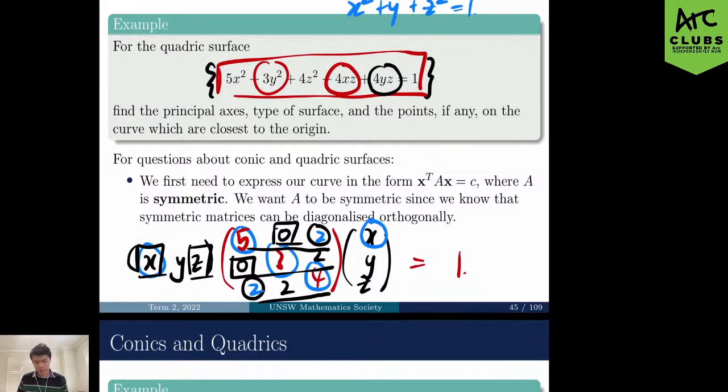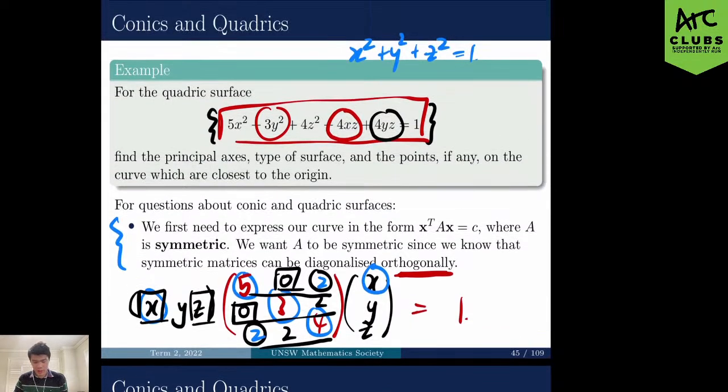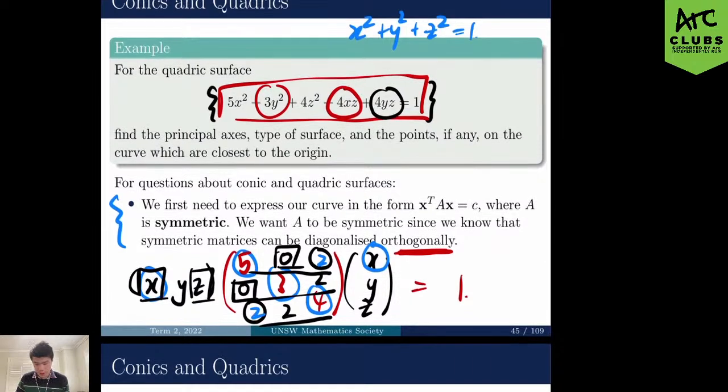And A is symmetric. The reason we want A to be symmetric is because symmetric matrices can be diagonalized orthogonally. That's important because we want to express the surface as a rotation of another surface. So essentially, we want to diagonalize it using a matrix that represents a rotation, and orthogonal matrices represent rotations.